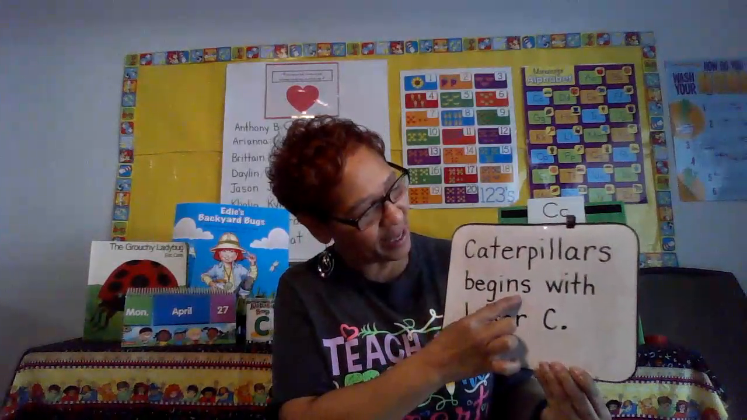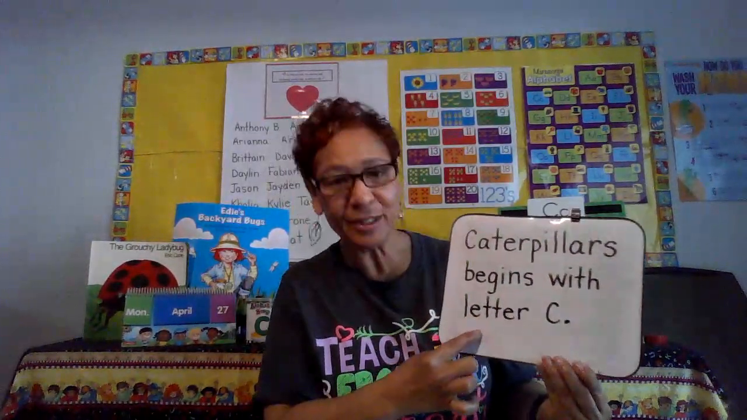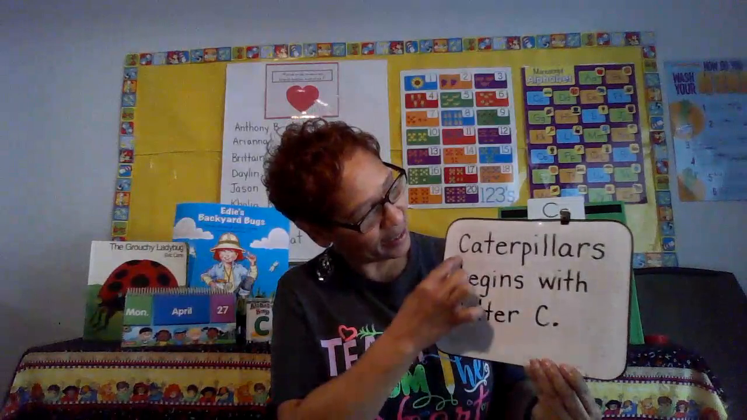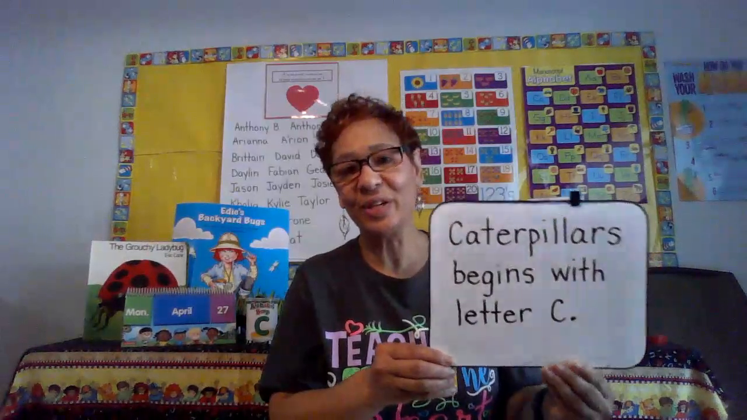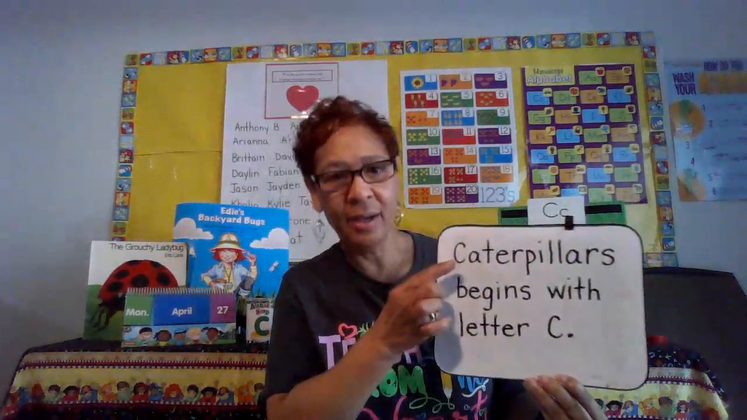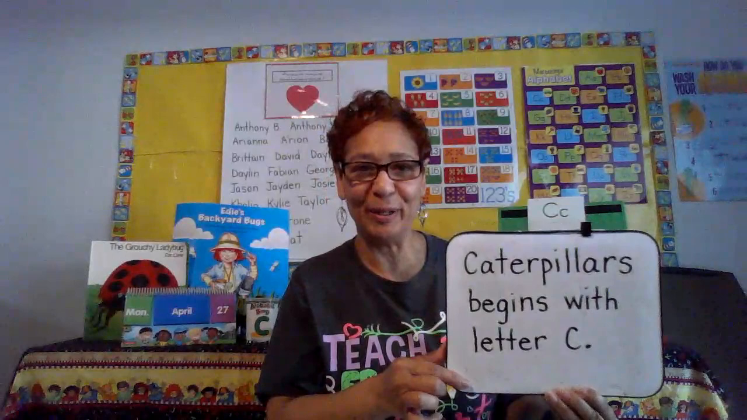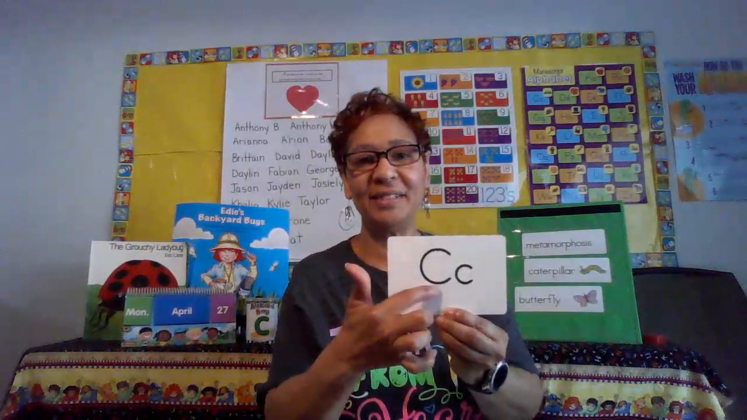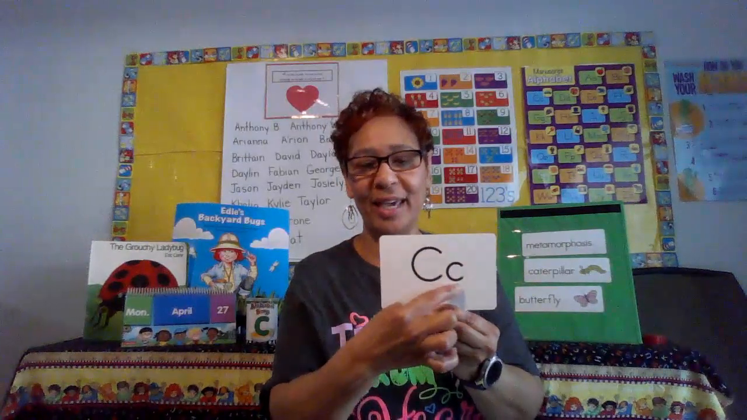Caterpillars begins with letter C. C is for caterpillar. K, k, caterpillar. We're working on letter C today. Here is what letter C looks like. We have the uppercase C and the lowercase c.